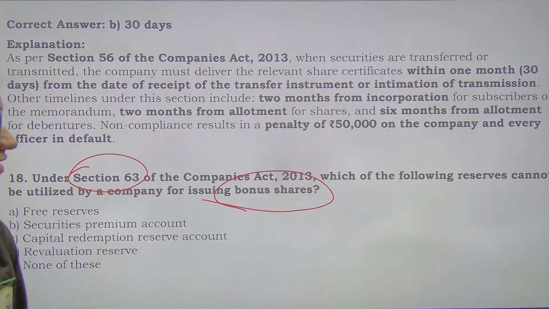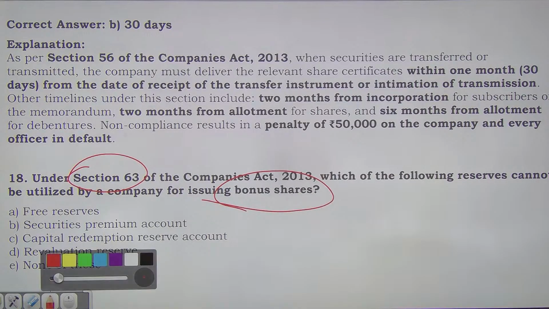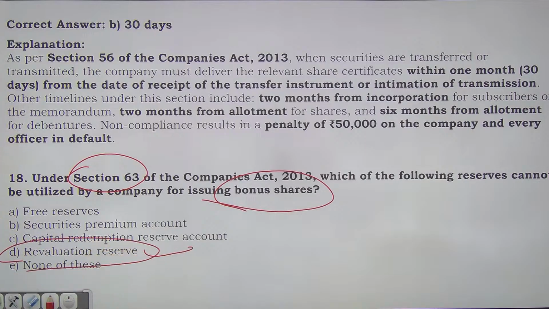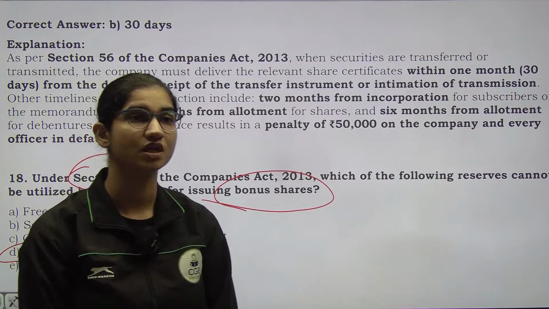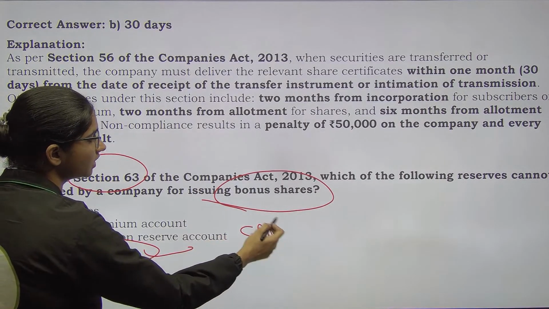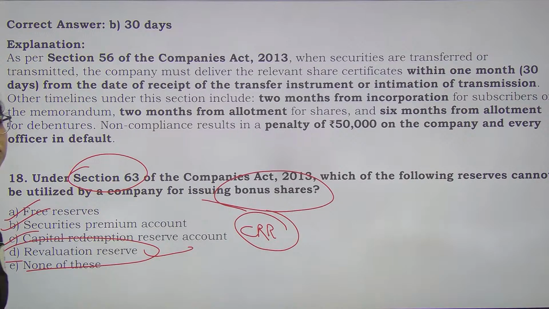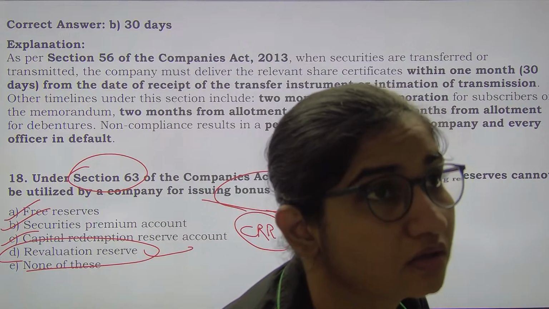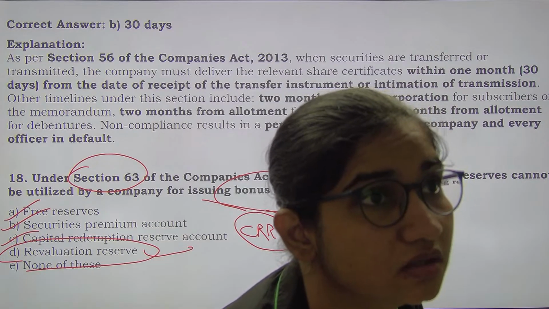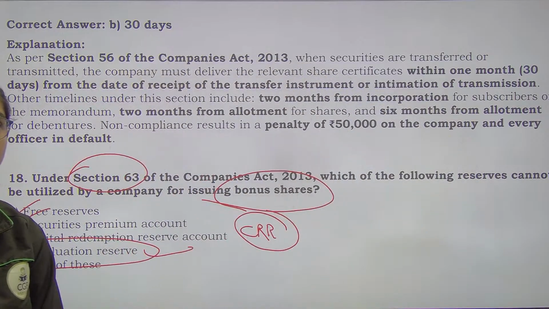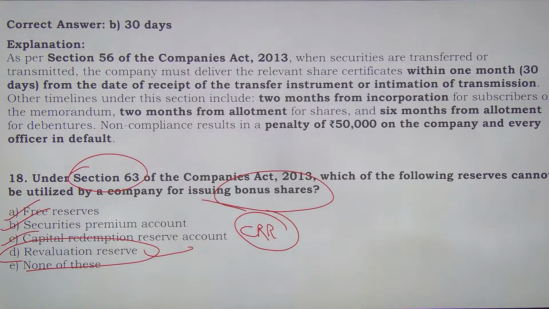Okay, so answer here is revaluation reserve, okay. So bonus can be issued from the free reserves, okay, or any other reserve which has been specifically formed for the issue of bonus, right? तो यहाँ पर हमारा bonus issue हो सकता है free reserve से, security premium से, and also the capital redemption reserve जो कि बनाया गया होगा when the certain amount of preference shares or any other amount of capital has been redeemed, okay. तो what will happen is कि in this particular scenario, the revaluation reserve will be the reserve that cannot be utilized, okay.